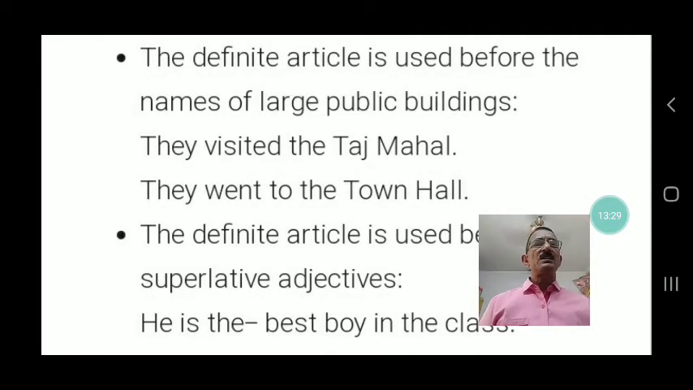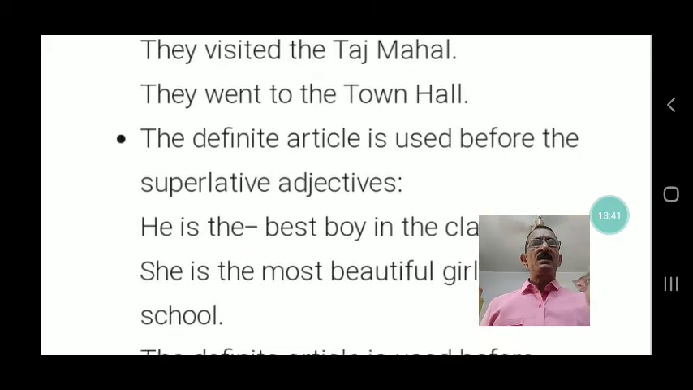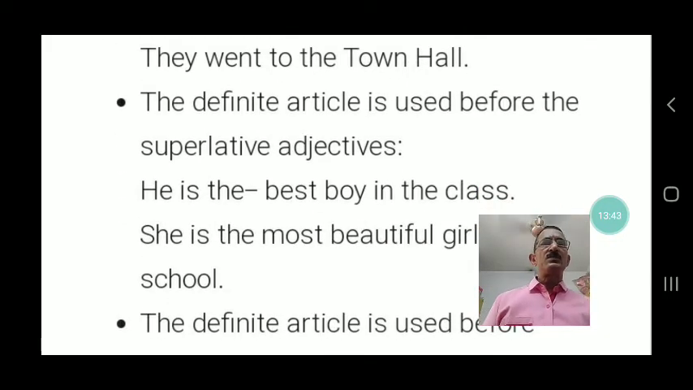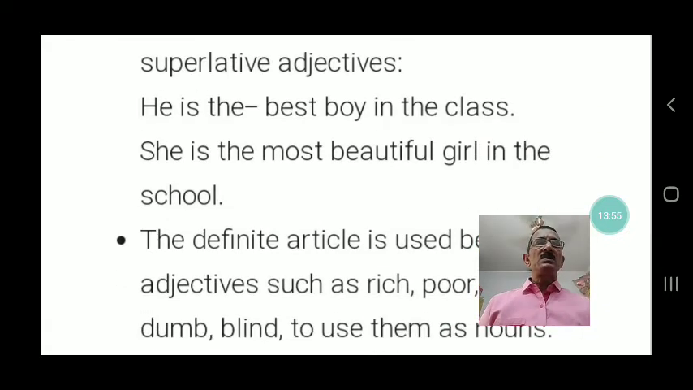The definite article is used before the names of large public buildings. They visited the Taj Mahal. They went to the town hall. The definite article is used before the superlative degree of adjectives. He is the best boy in the class. She is the most beautiful girl in the school. These are the superlative degree.